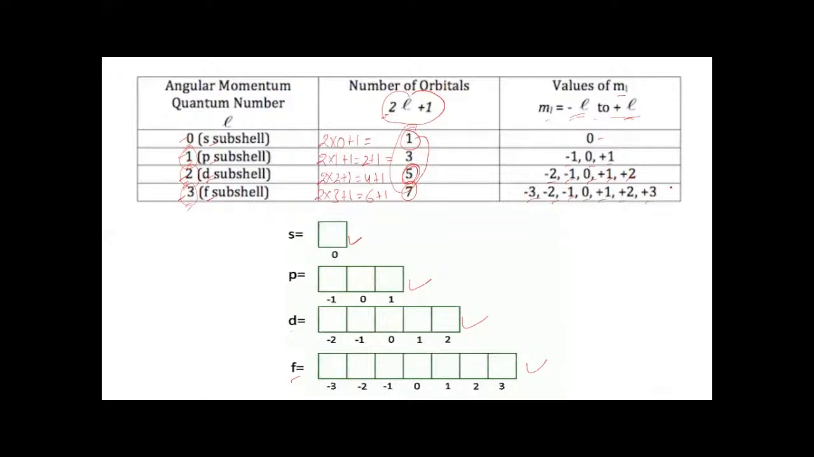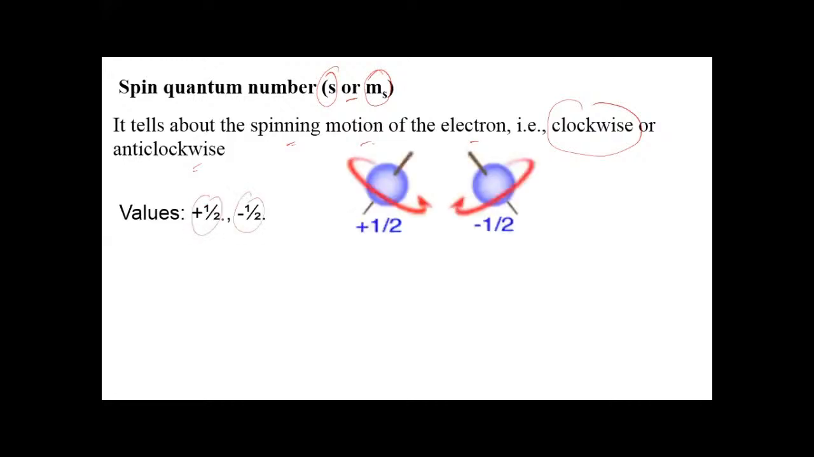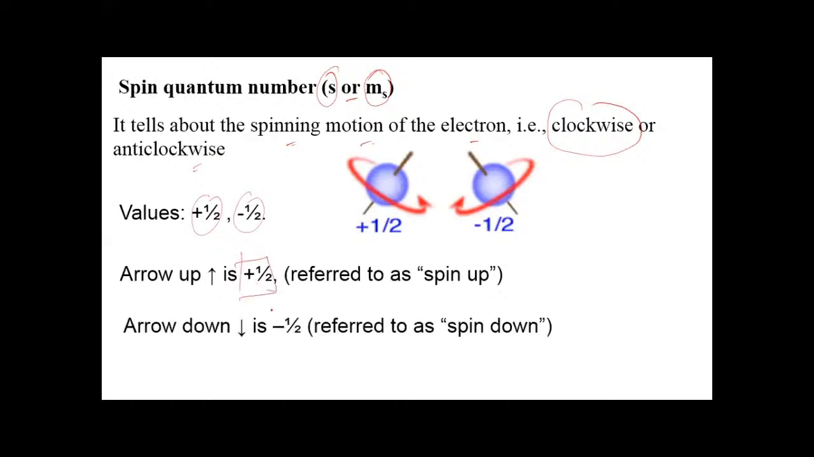Now spin quantum number. It is denoted by S or MS. It tells us about the spinning motion of the electron, that is, whether the electron moves clockwise or anti-clockwise. Its value is either plus half or minus half. The arrow up is plus half and arrow down is minus half. Now we will solve some numerical problems.